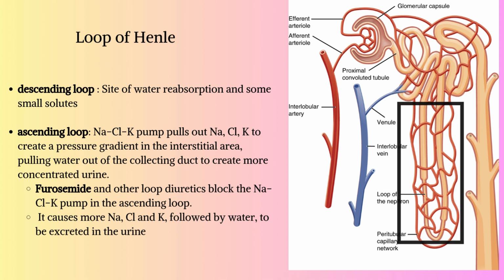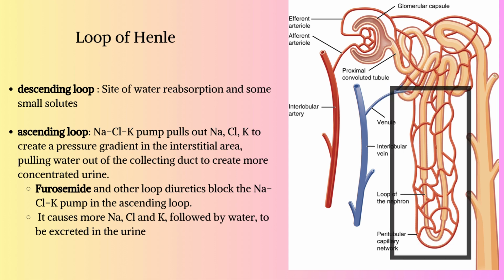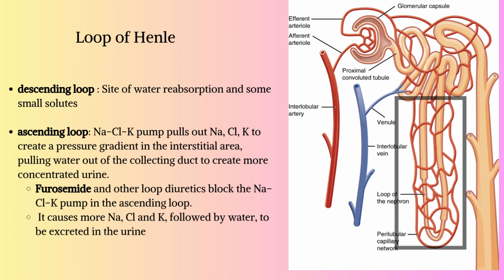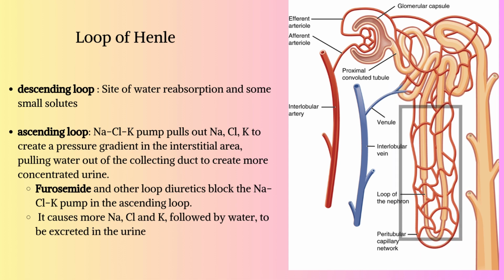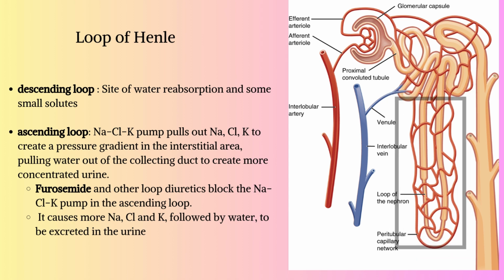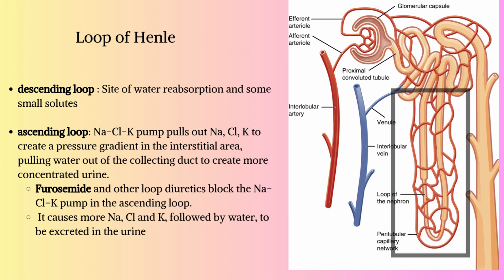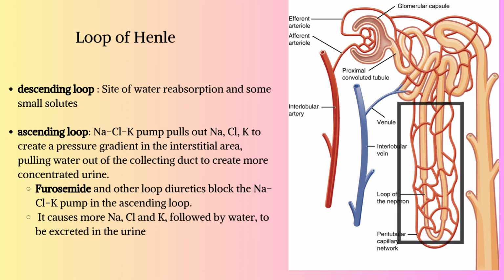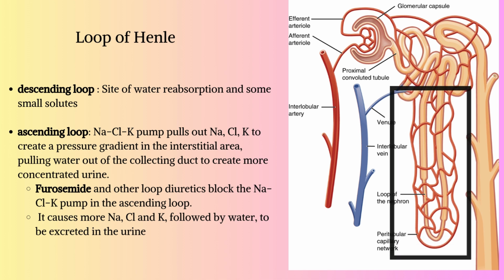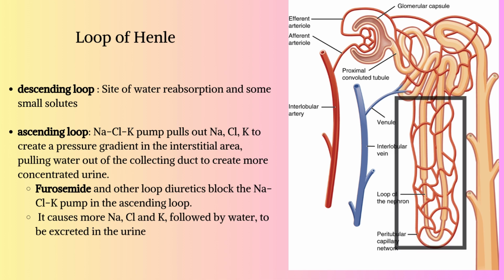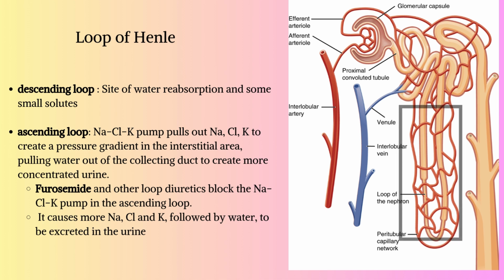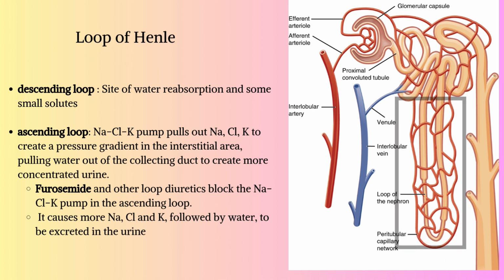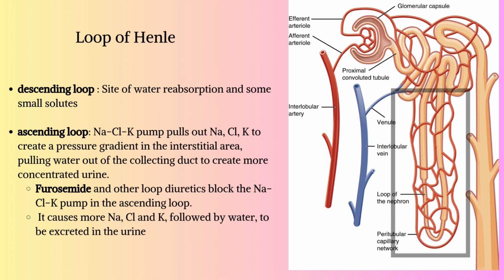The loop of Henle is divided into the descending loop and the ascending loop. The descending loop allows water to flow out easily into the interstitial tissue, whereas the ascending loop pumps sodium, water, and chloride out into the interstitial tissue. This creates a hypertonic environment that triggers the flow of water out of the descending loop and the distal convoluted tubule. The ascending loop is where loop diuretics like furosemide exert their effect.